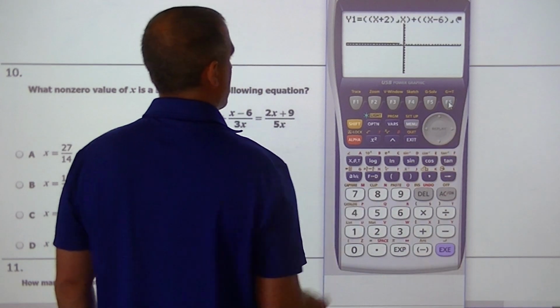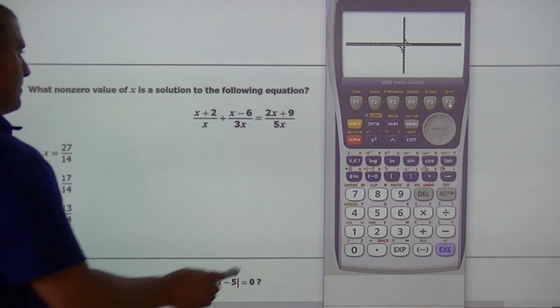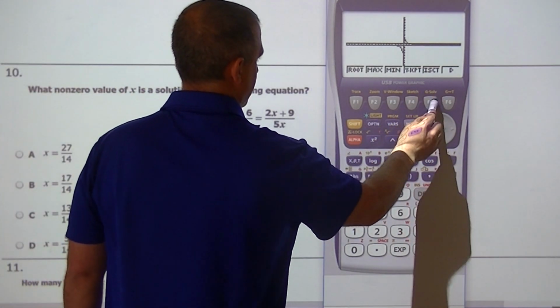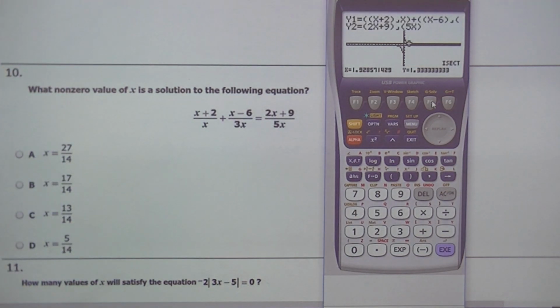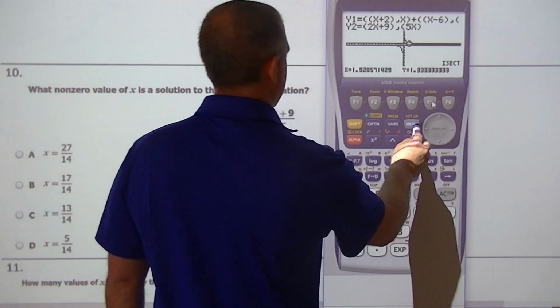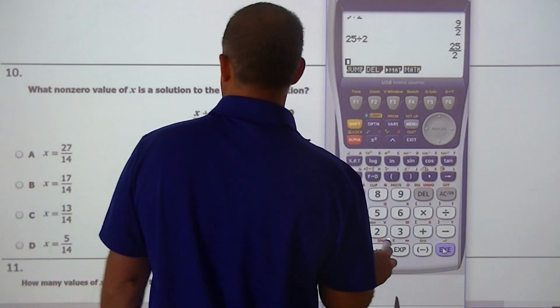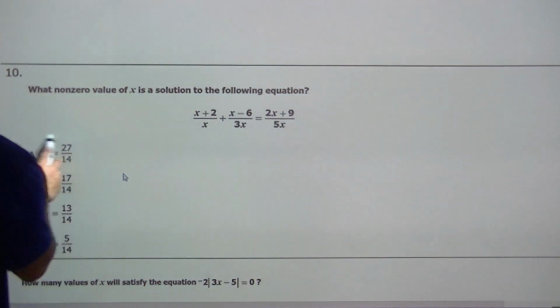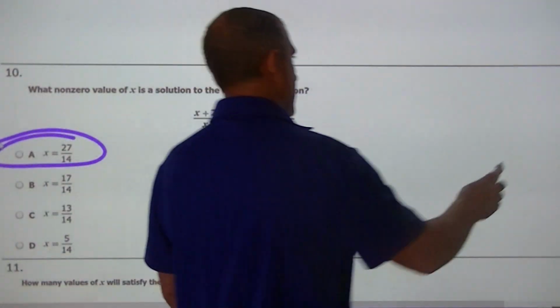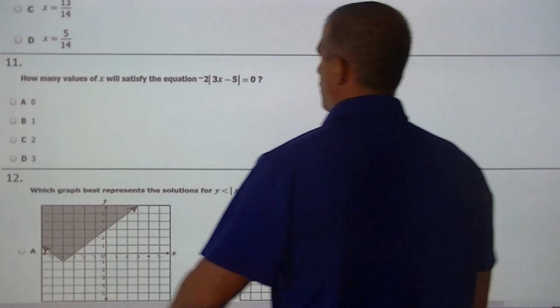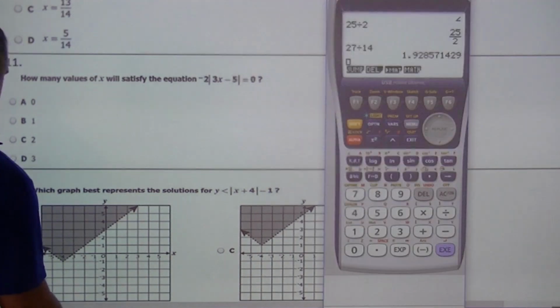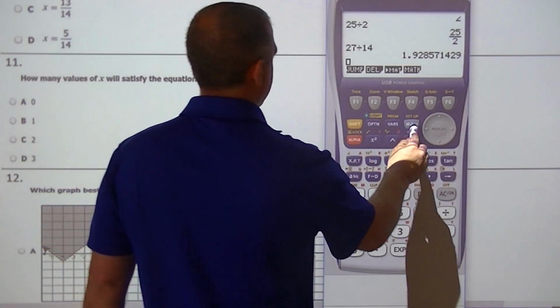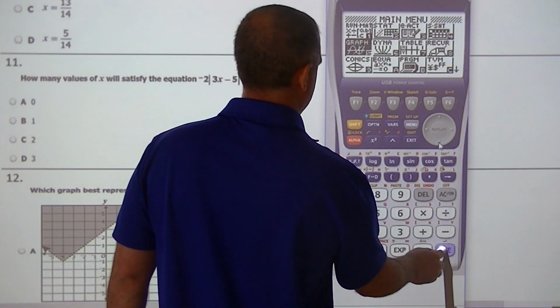All right, so anytime you have an equation, okay, you're going to do that. I'm going to do g-solve intersect, ISCT. Okay, I get 1.92. So if you're like, I don't know which one's 1.92, well, just go back to here and figure out what 27 over 14 is. That's 1.92. So that's your answer. Okay, how many values will satisfy this one? It's another equation. Okay, so I'm going to go to graph.